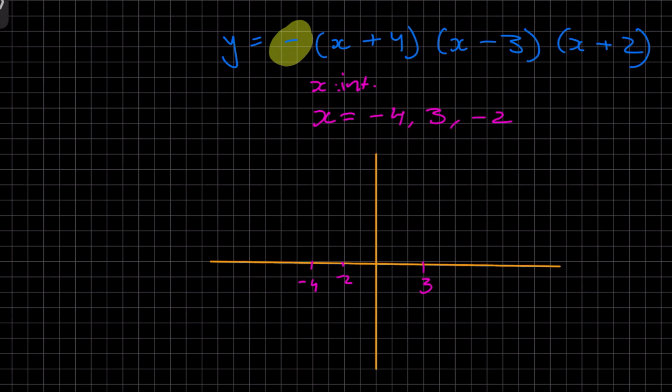What does this change? Yep, you guessed it. Our graph is going to begin by sloping downwards rather than upwards. So the graph will slope downwards, cross the x-axis at x equals minus 4, before curving back upwards to cross the x-axis at x equals negative 2, and coming back down to cross the x-axis at x equals 3.